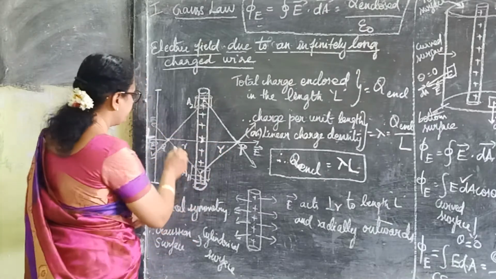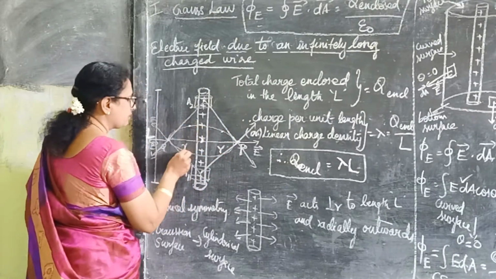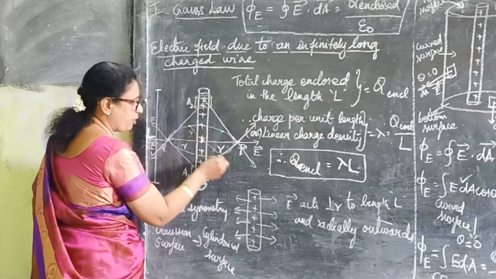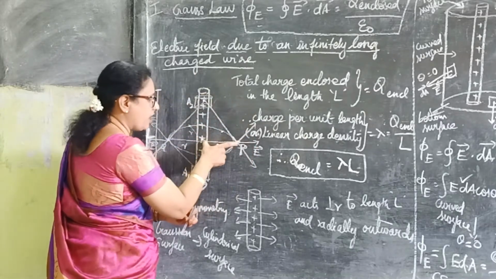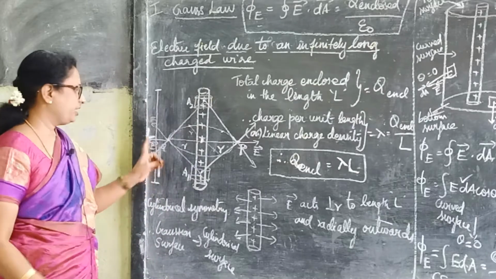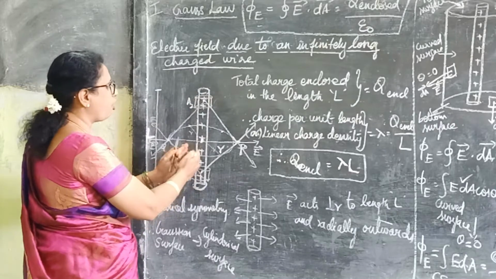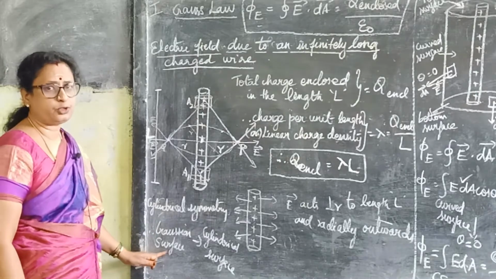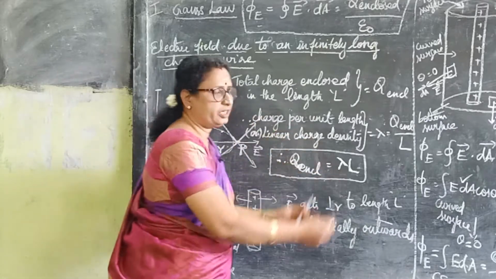So, if you consider a circle like this, at all points which are at the same distance from this point, you are considering a circle with this R as radius. At all points in this circle, the electric field will be the same E. So, we conclude this cylindrical, infinitely long charged wire has a cylindrical symmetry. So, the Gaussian surface which we have to imagine is a cylindrical surface. So, now we will pass on to the next one.